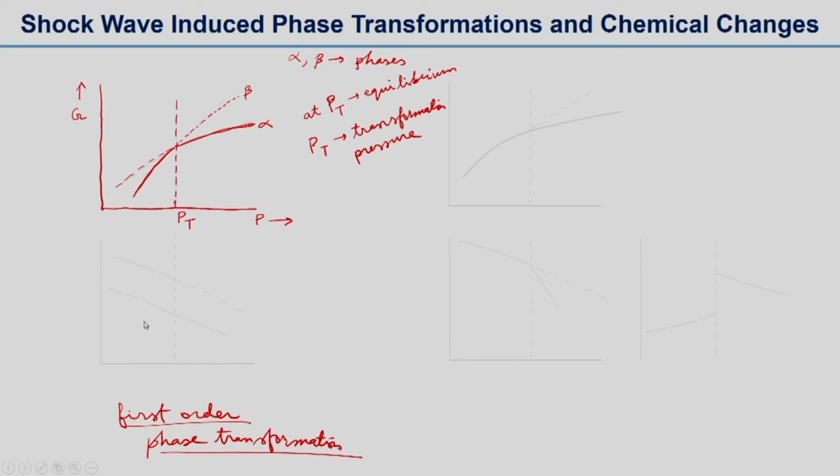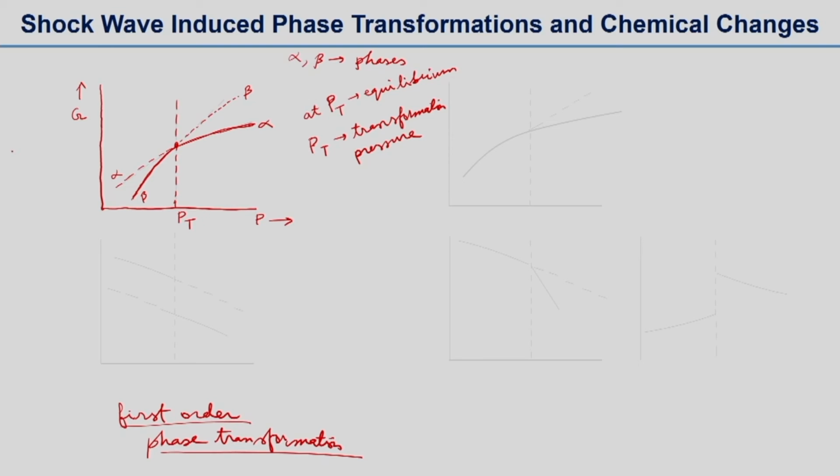So you can see, if I write here also, this is beta and this is alpha. So the beta line is solid before PT. Why is it solid before PT? Because, as you can see, the dashed line alpha has a higher Gibbs free energy before PT, before we reach that equilibrium point. So that's why the lower Gibbs free energy will be the stable phase.